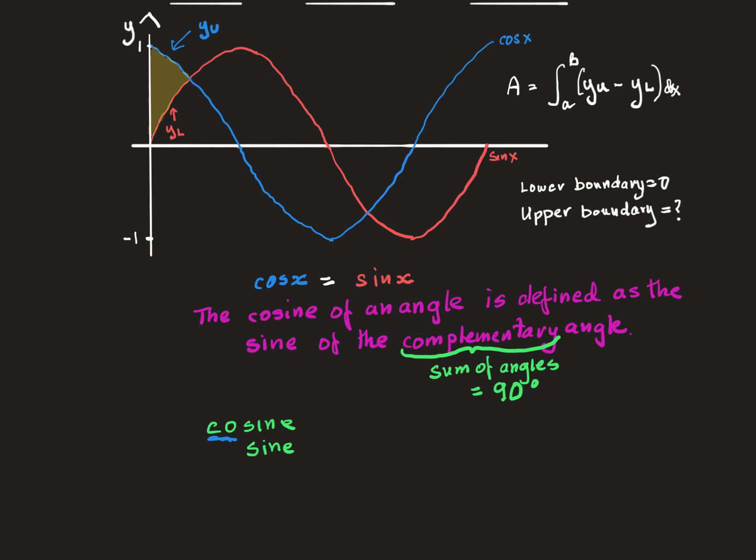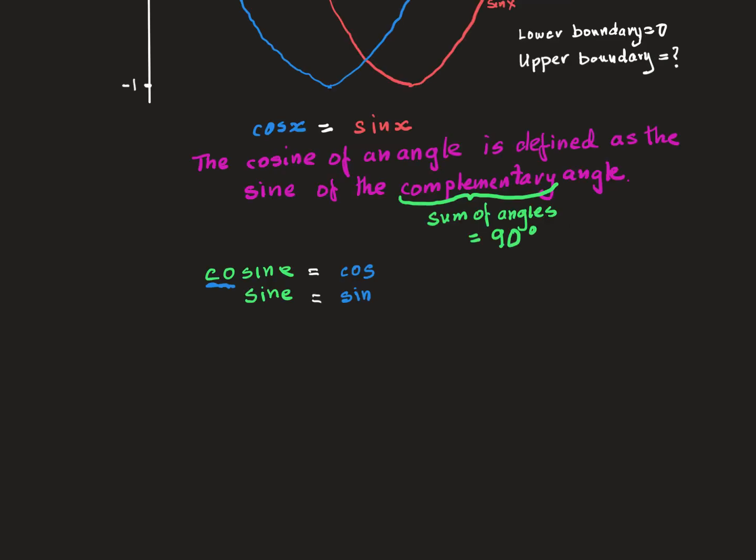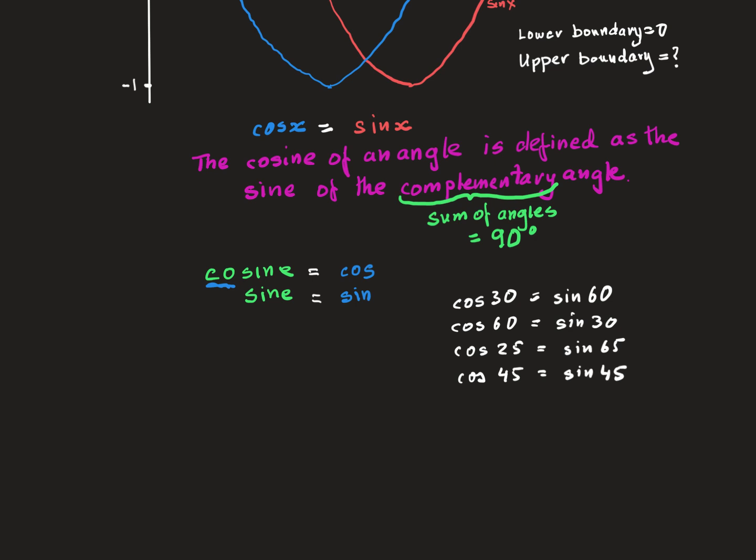And this is where we get the two words, cos and sine. For example, cos 30 is equal to sine 60, as is cos 60 will be equal to sine 30. Cos 25 therefore will be equal to sine 65, and cos 45 will therefore be equal to sine 45. And these are all angles in degrees.